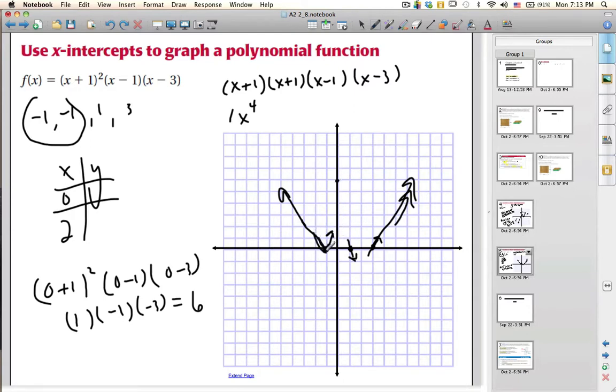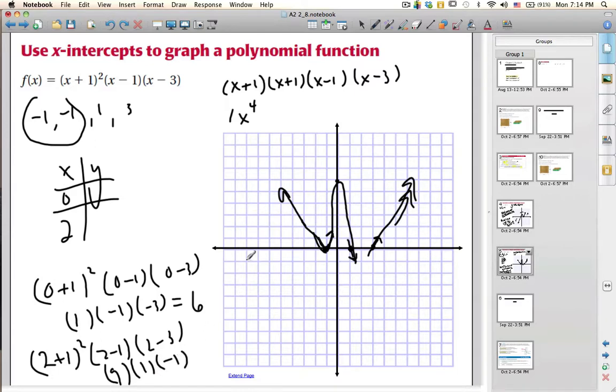So I know that I turn here, I go all the way up to 6, I turn back around, I come down here, and when I plug 2 into this, I'll have 2 plus 1 squared, 2 minus 1, 2 minus 3. 2 plus 1 is 3, 3 squared is 9. 2 minus 1 is 1, 2 minus 3 is negative 1, so I have negative 9. That's all the way down here, so this is my local minimum.